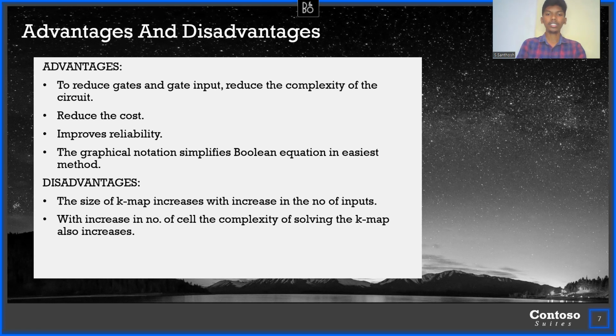And in such cases, we might go for another method called the Quine-McCluskey method. We'll discuss that in further videos. So now next we'll go for the next point. With increase in the number of cells, the complexity of solving the K-map also increases. As I told before, with increase in number of cells, the complexity of solving it increases. That is, it will become harder for you to solve a K-map or group the terms, and it might also confuse you at a time.